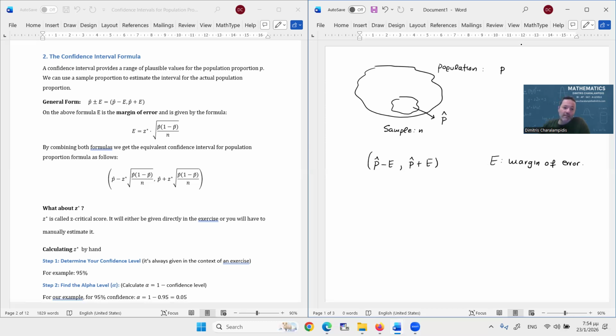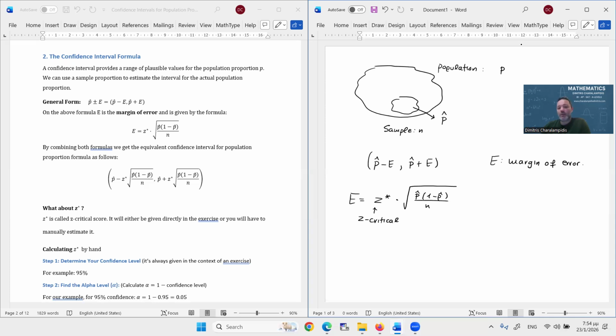For now, let's just say that this margin of error would be given by z star, which is called the z critical value, times the root of p hat times 1 minus p hat over n. This root expression will be referred to in one of the next videos as standard error. For now, I just want you to see how the formula looks, and don't forget that this formula is given in the booklet that you will have with you during exams.